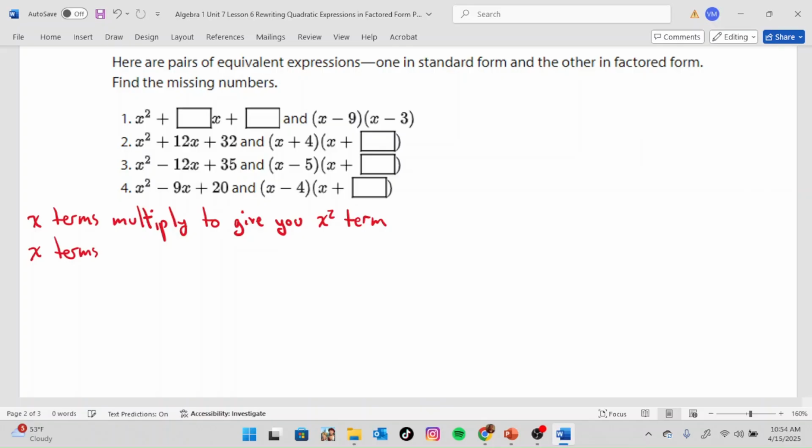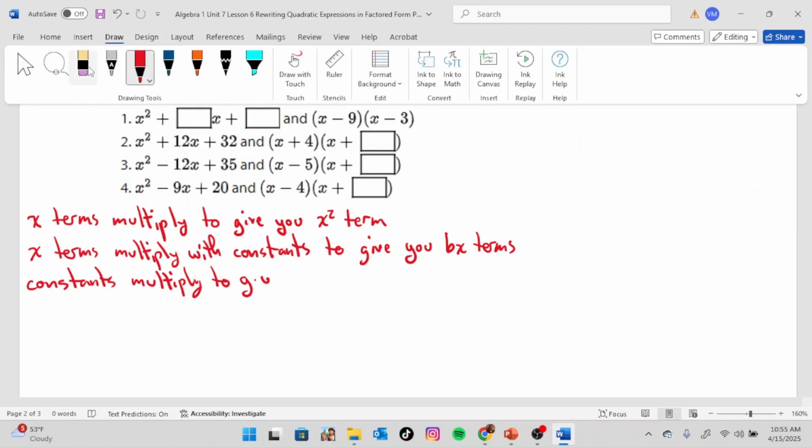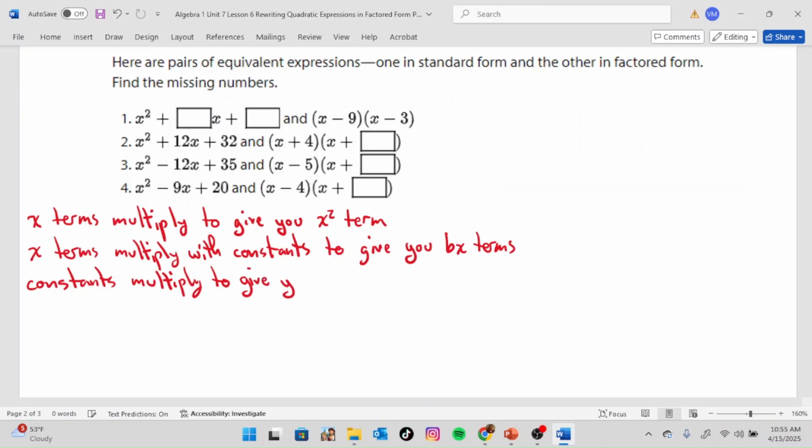X terms multiply with constants to give you the bx terms, and constants multiply to give you the C term.